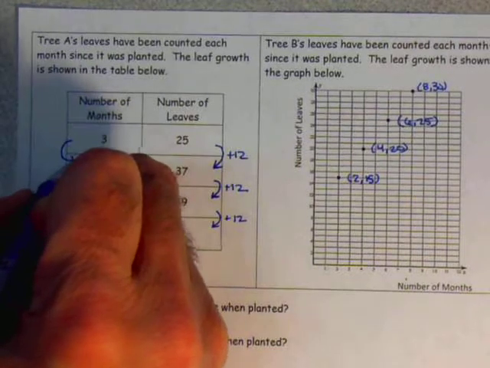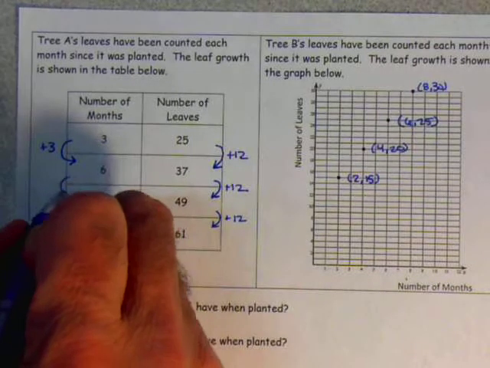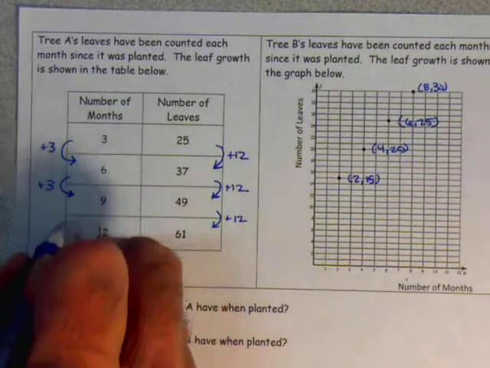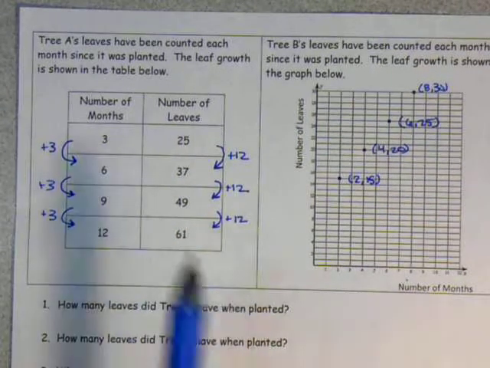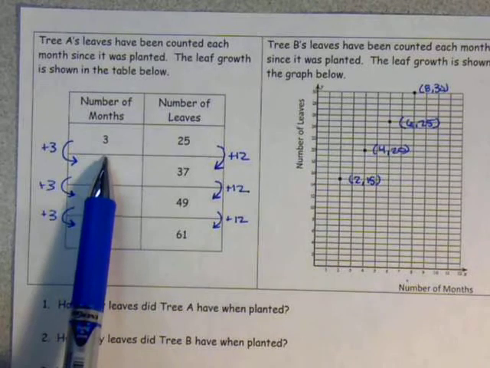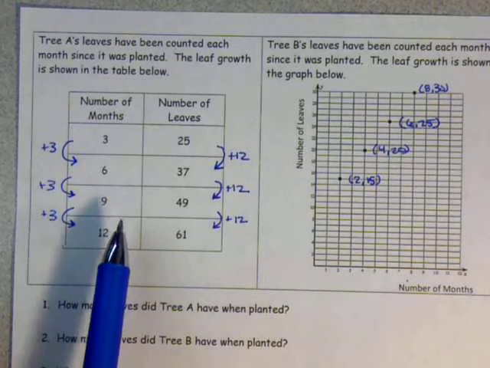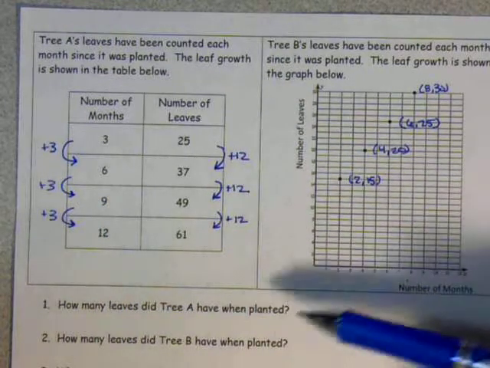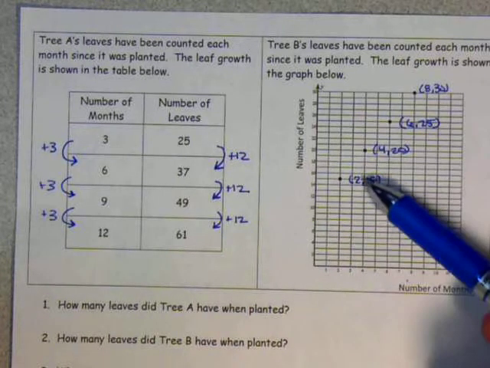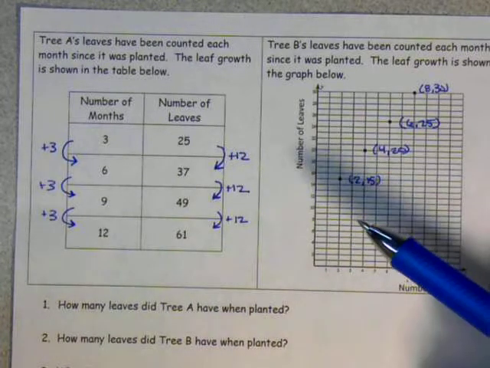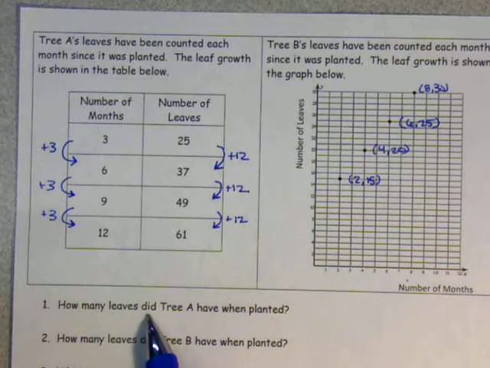But when we look over here, we're increasing by 3 months, not 1. This one is an increase of 3 months and an increase of 3 months. So what we're missing here is we're missing month 4 and 5 before we get to 6. We're missing 7 and 8 before we get to 9. On tree B, we go from 2 to 4, so we're missing number 3.